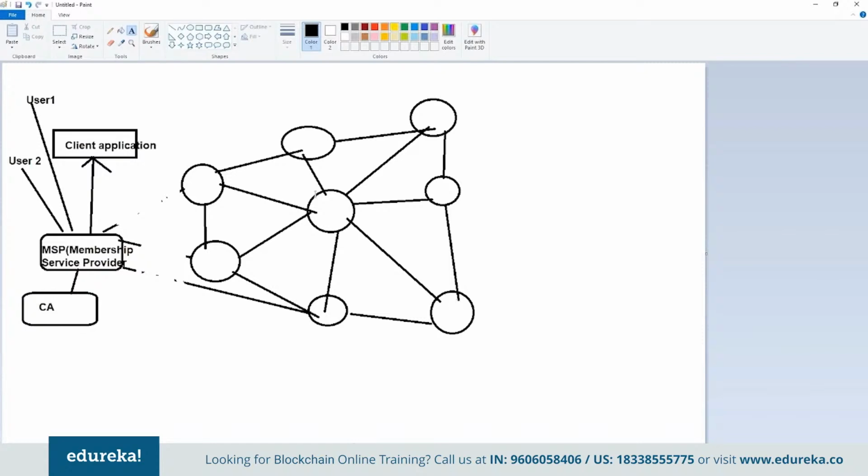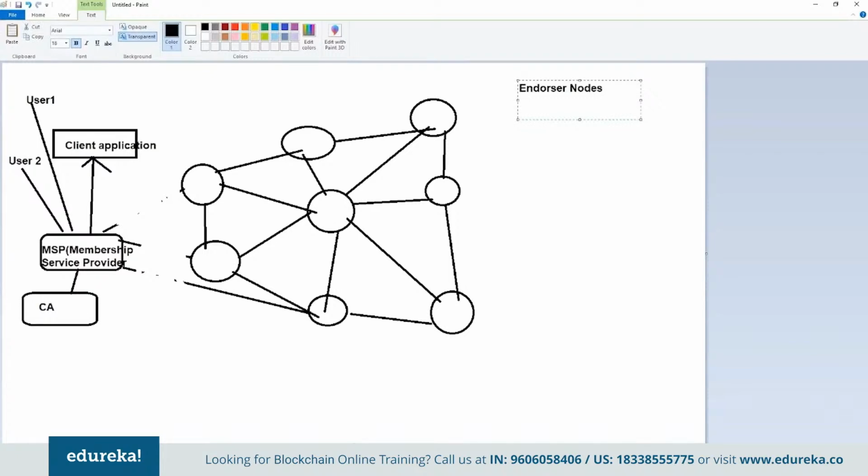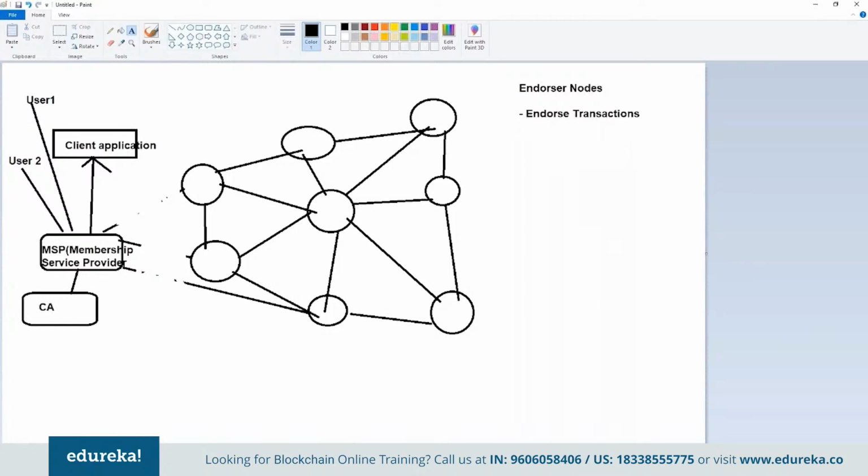In case a client application has a request for a particular transaction, it only sends it across to certain nodes, and those nodes are called endorser nodes. Endorser nodes are those nodes which basically endorse any transaction. Endorsing transactions means they validate whether the transaction is correct or not. Let's say in my network, these two are my endorser nodes. You can have any number of endorser nodes in your network. It depends on what kind of endorsement policy you have.